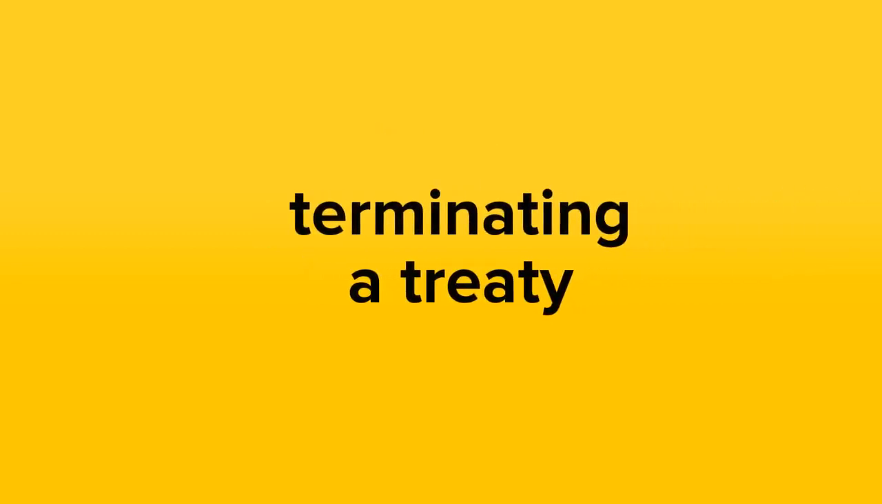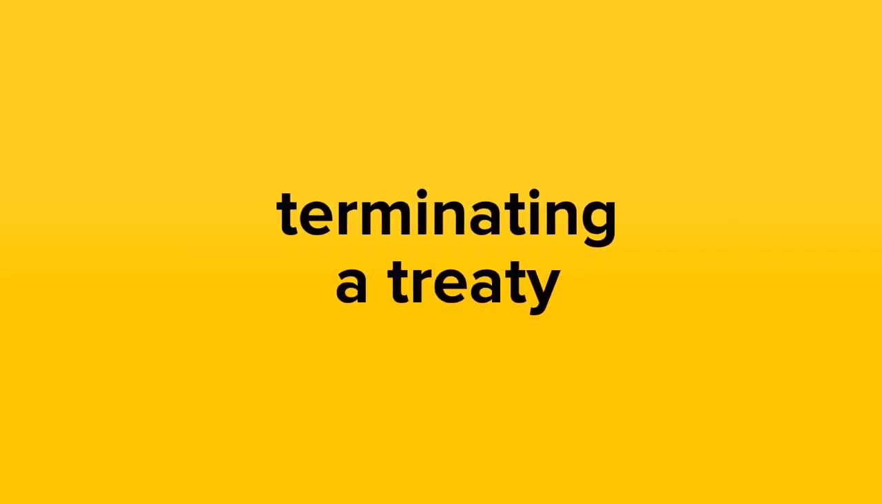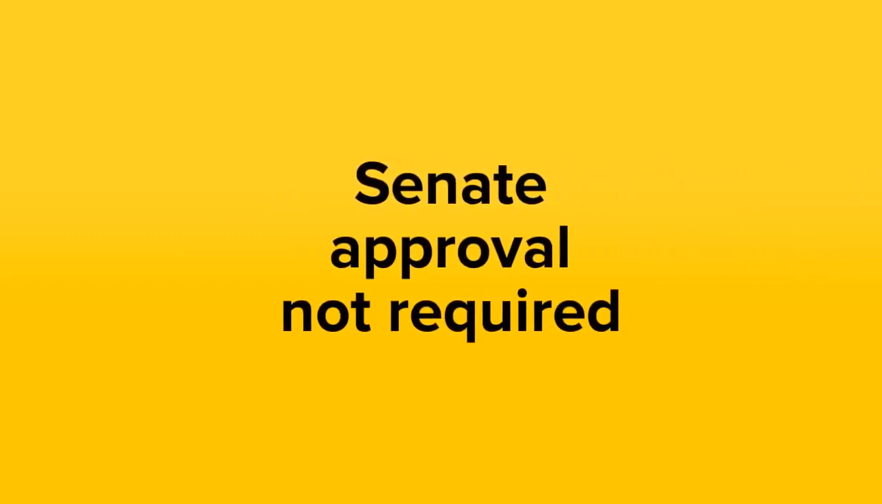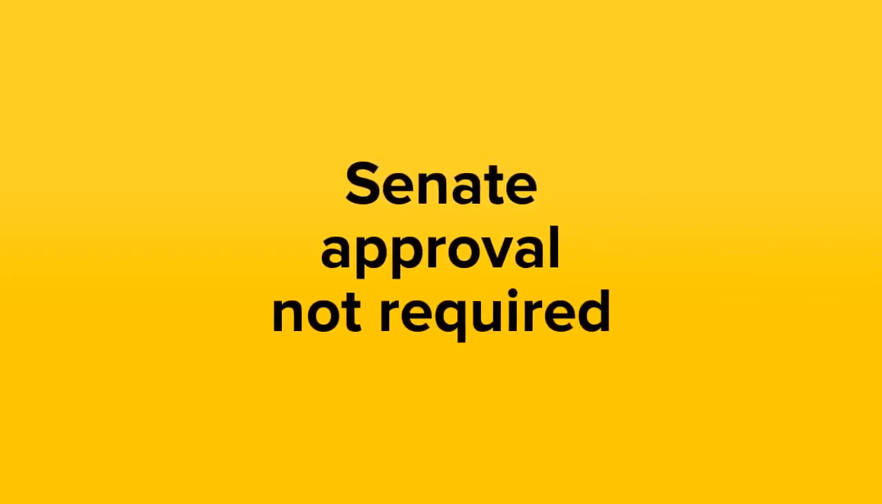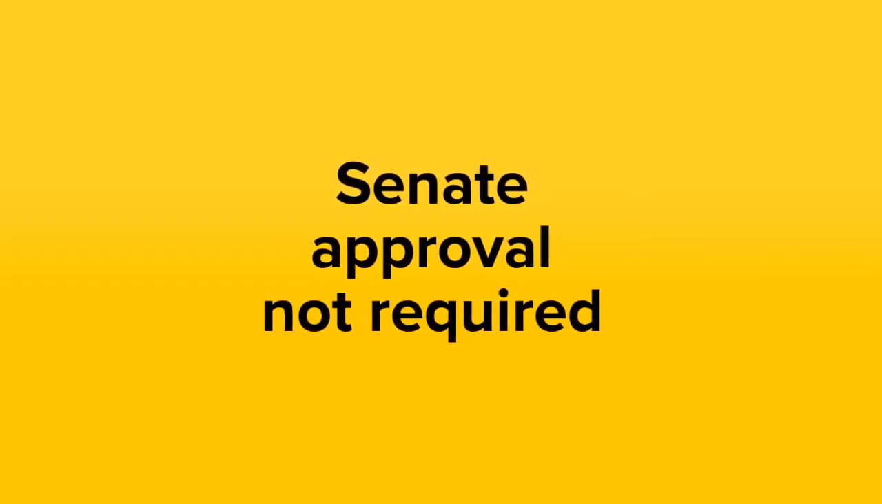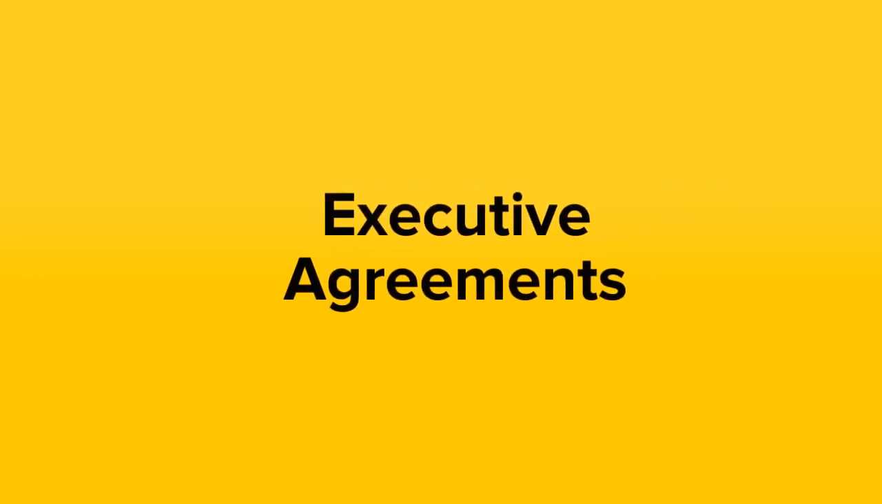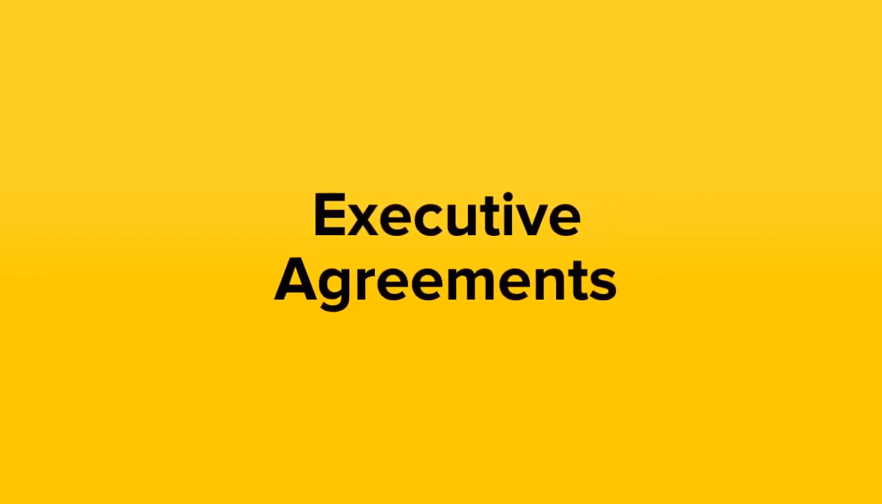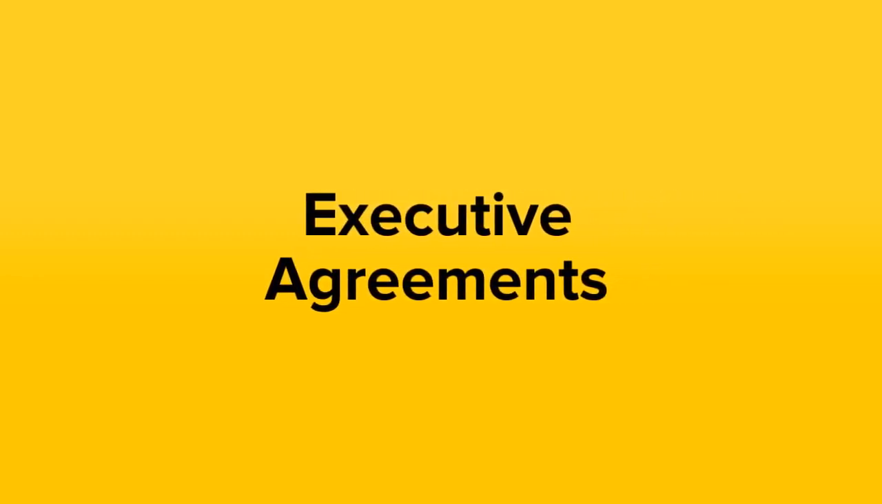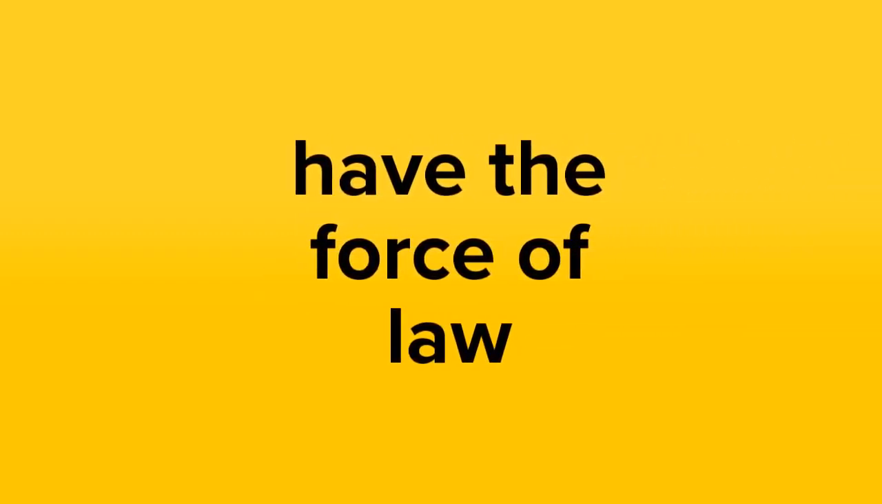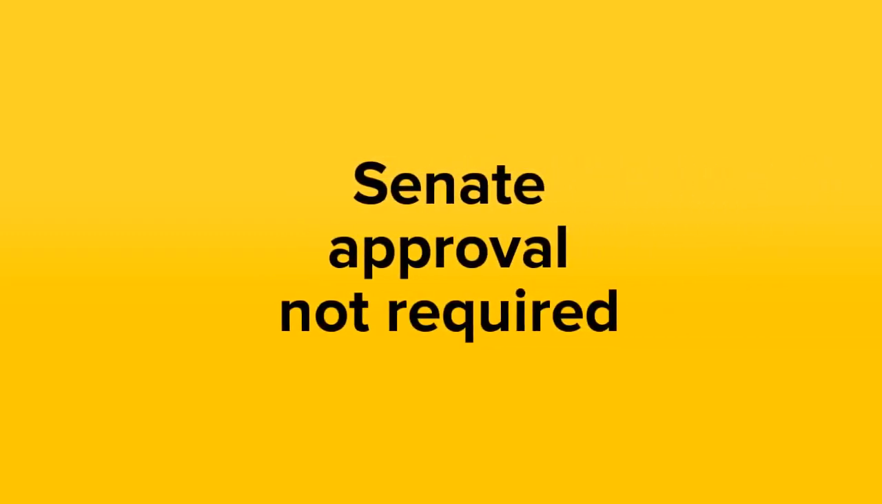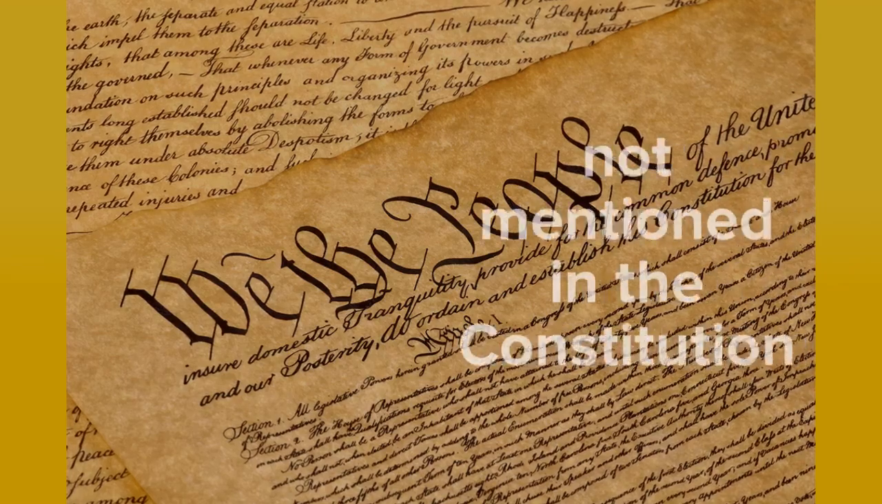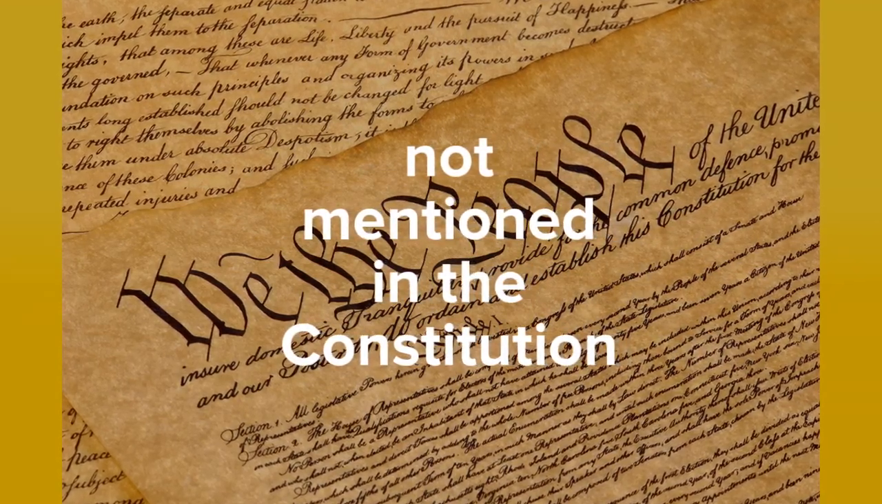The Constitution is silent on whether Senate approval is needed to terminate a treaty. But the Supreme Court has decided that it's not. Presidents may end United States involvement with a treaty on their own. Another significant presidential power in foreign affairs is the power to enter into executive agreements with foreign countries. Like treaties, executive agreements have the force of law. The main difference is that Senate approval is not required. And they're not mentioned anywhere in the Constitution.